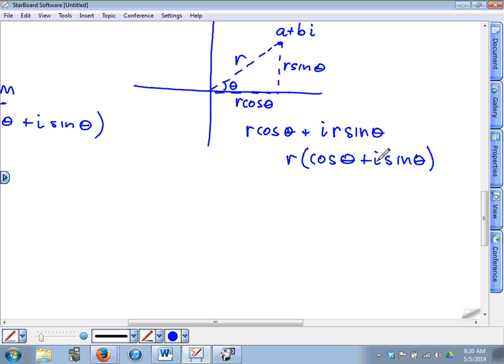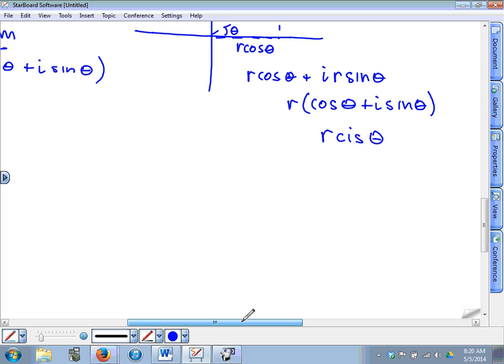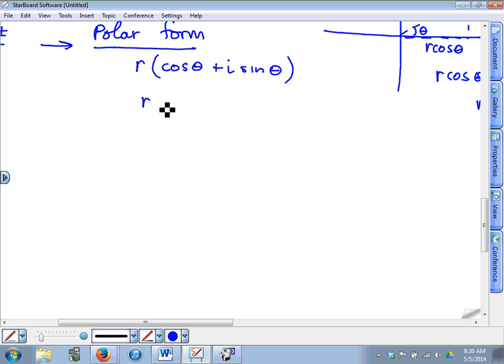Now, I'm not going to write it like this. It takes too much time. There's an abbreviation. I don't know if our textbook uses it or not. Doesn't look like it, but I'm going to use it because other textbooks do. This is abbreviated to this. Feel free to use that abbreviation if you want. CIS. It's not a new trig function. It's just short for cosine plus i sine theta. So actually, we can write that over here: r CIS theta.